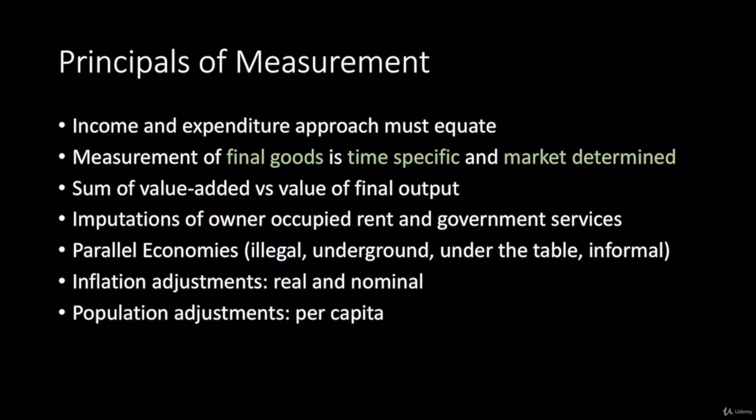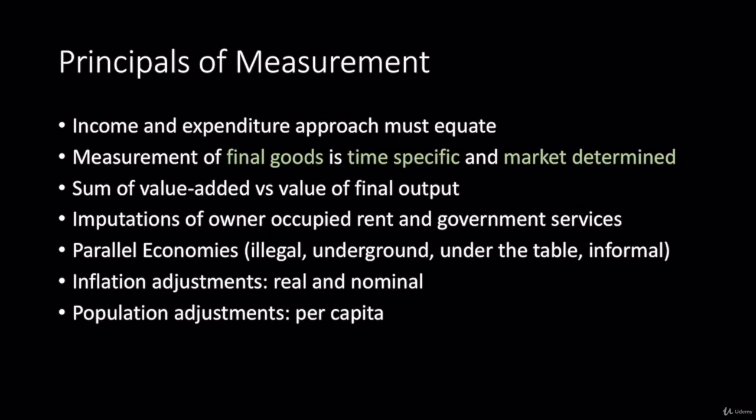There is a more complicated concept in measurement, which are imputations. Imputations are things that are not directly measured, but are imputed from something. So the most important imputation that usually happens is owner-occupied rent. The idea is that if I buy a house next year, so in that year I'm going to measure the production of the house in GDP, but in the years after that, I am benefiting from my house. And that benefit needs to be imputed into GDP in order to account for its value. And that's called owner-occupied rent.